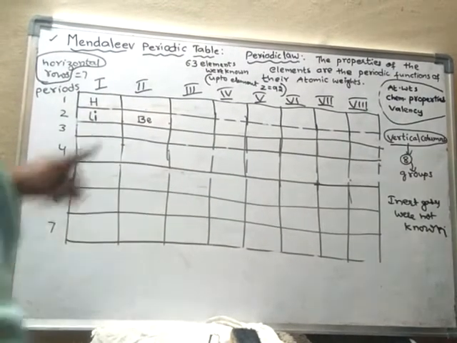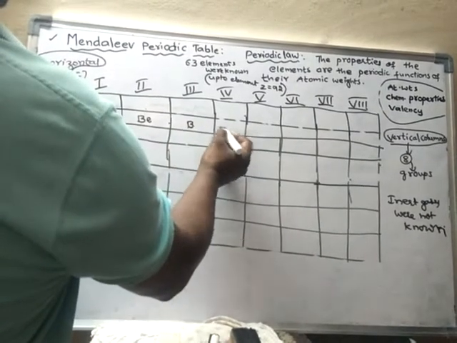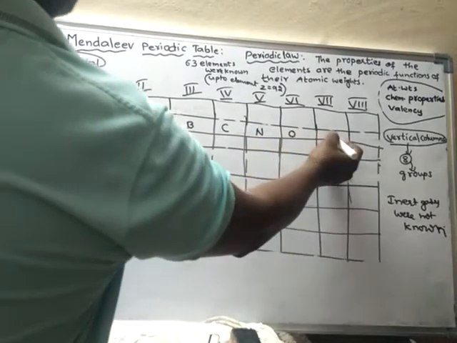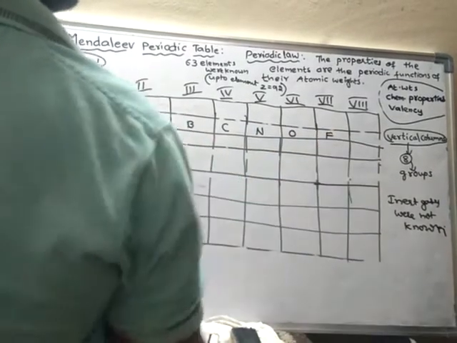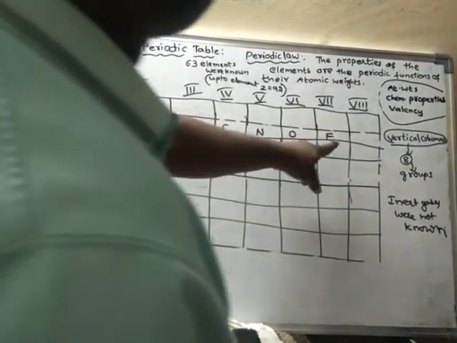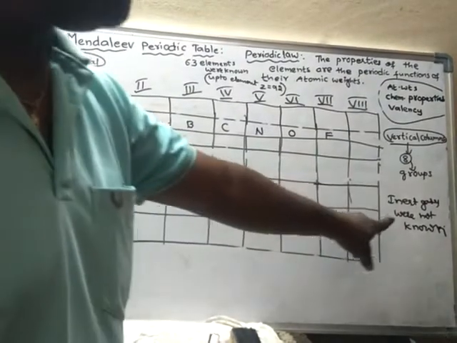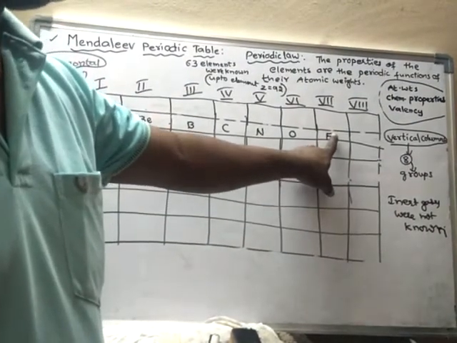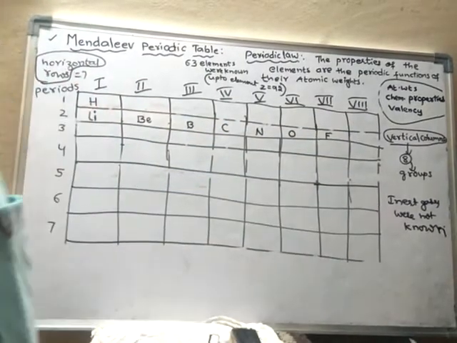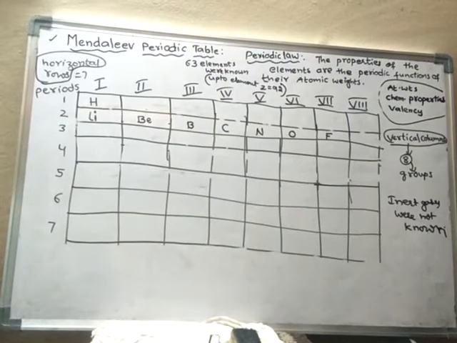Next to beryllium should be boron, and next to boron it is carbon, nitrogen, oxygen, fluorine. Okay, fluorine. But after fluorine there is no element. I mean, there is no inert gas. After fluorine it should be neon, but there is no neon. Neon was not discovered.